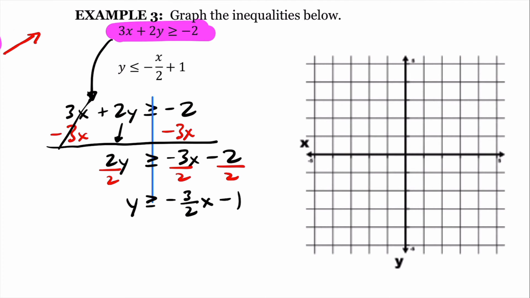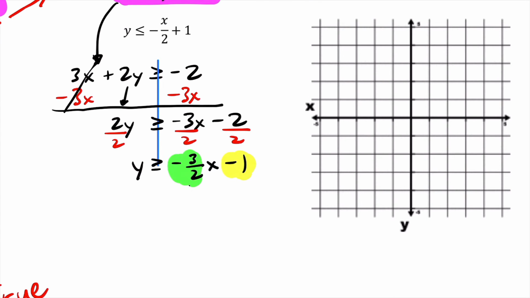So now the slope is right here. The y-intercept is right here. Okay, so the y-intercept always starts with 0. The slope is -3 over 2. Let me go do the y-intercept first. The y-intercept is -1. Okay, so -3 over 2. How do I do that?